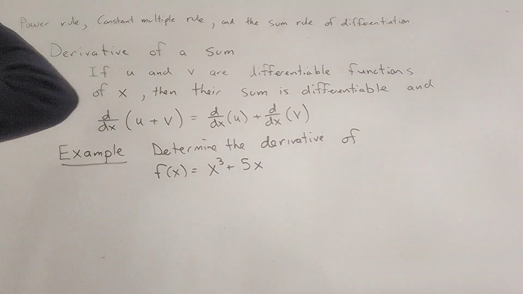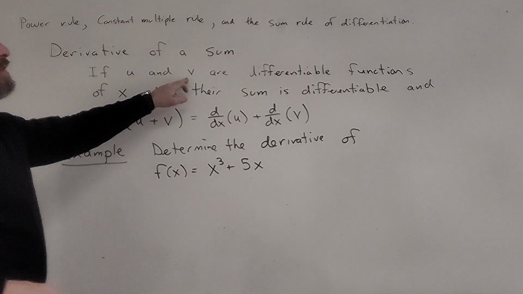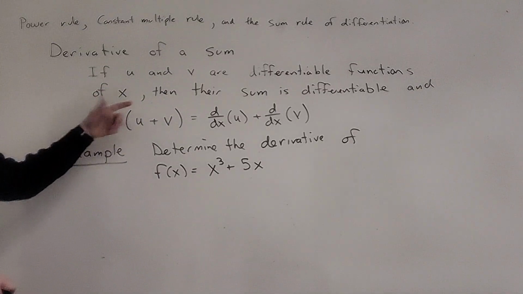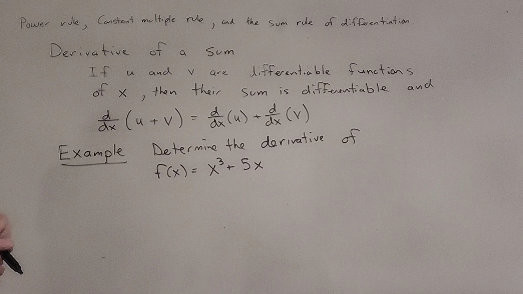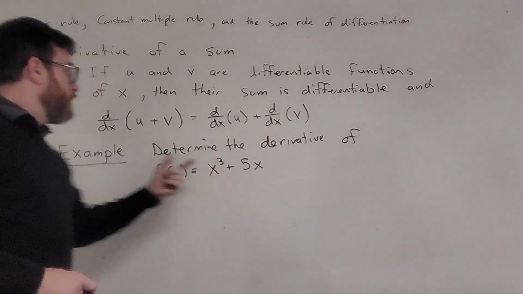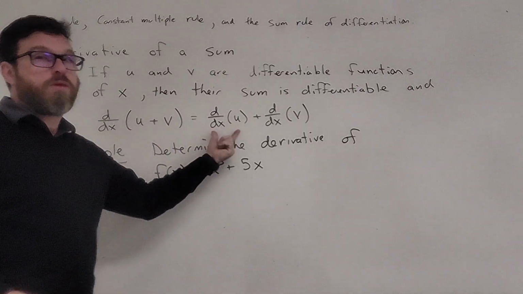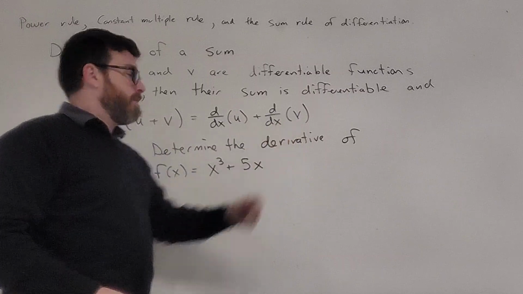So last rule in this lecture is going to be the derivative of a sum. So if u and v are differentiable functions of x, then the sum is also differentiable. And the rule for that derivative is the derivative of the sum is going to be the sum of the derivatives. So the derivative with respect to x of u plus v is going to be the derivative with respect to x of u plus the derivative with respect to x of v.